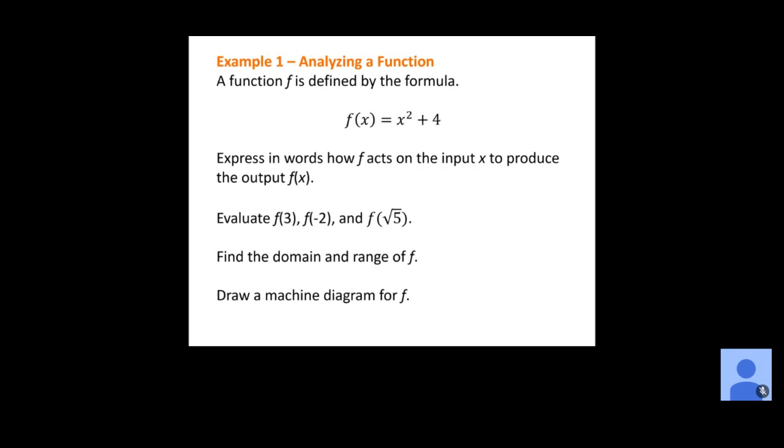All right, so now we have a function f defined by the formula f of x is equal to x squared plus 4. The first thing they ask us to do is put into words how f acts on the input to produce the output. So all we're doing here is describing verbally, in order of operations, what we would do to our x values as we plug them in. In this function, what would be the first thing you would do to that x value that you're substituting into the function?